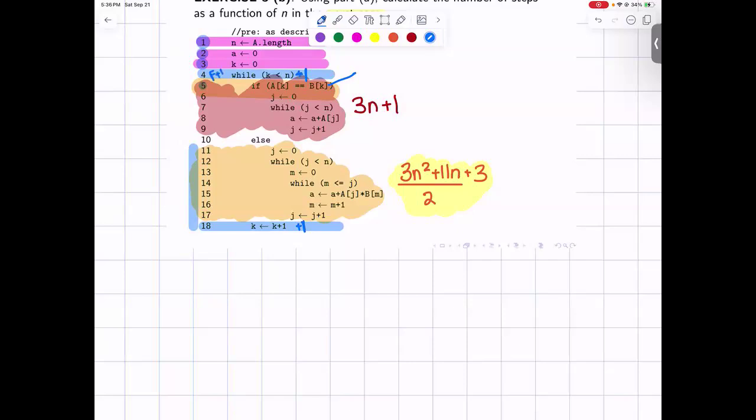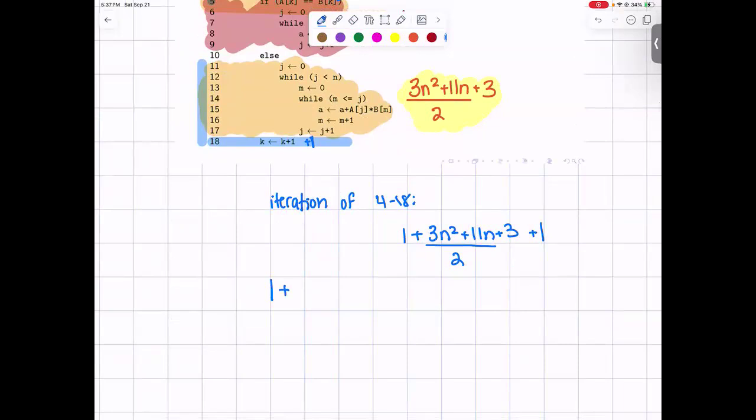We can't forget about when that's false. That'll give us one more +1. So in one iteration of lines 4 to 18, we're going to get 1 from line 4 plus the inside worst case scenario plus another 1. I'm going to put this 1 over here. This is my false one so that I don't forget. We'll say (3n squared plus 11n) over 2, plus 5.